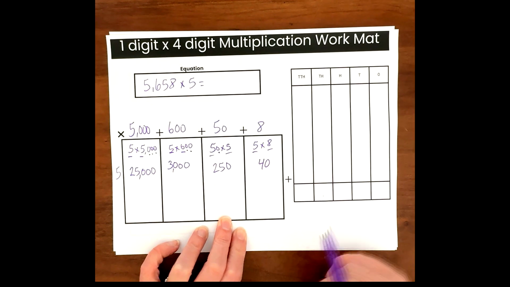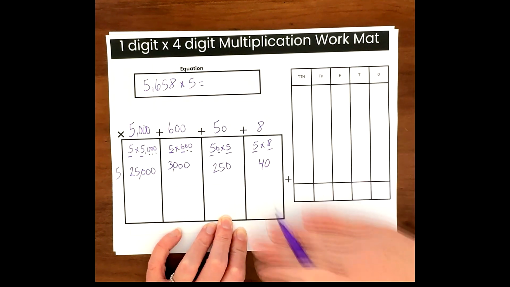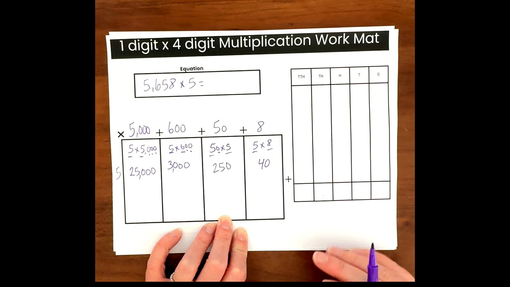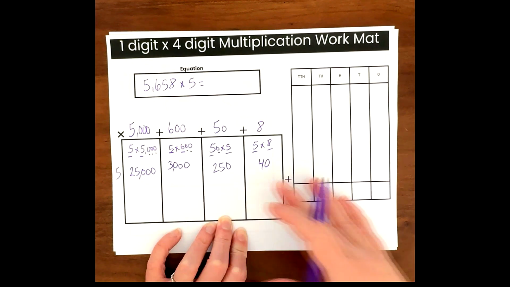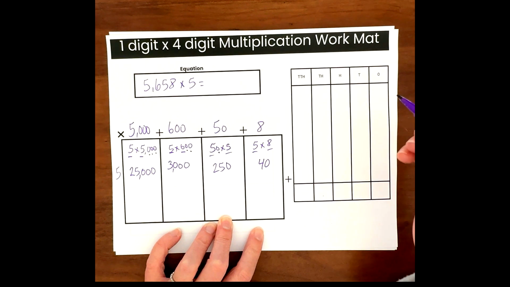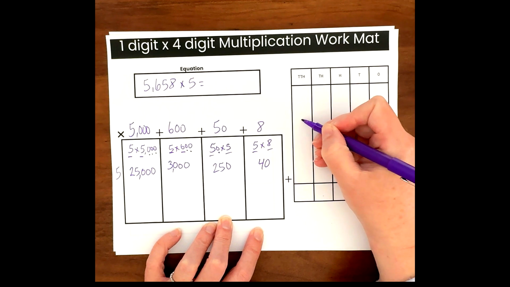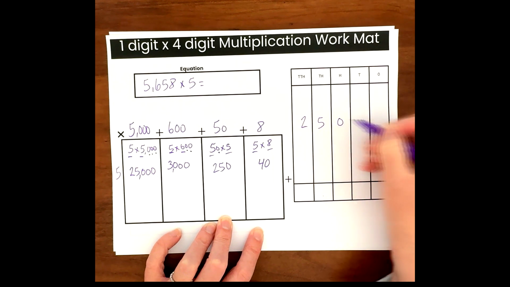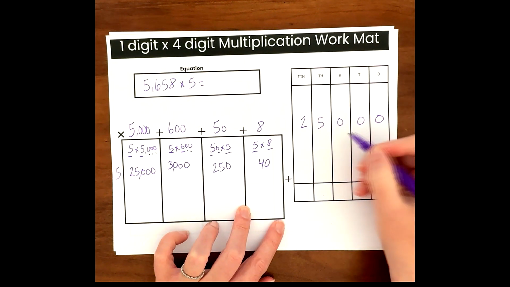Once I have my partial products, I'm bringing them over here. And you can see that the work mat is starting to get a little bit more full because we have a larger number, obviously. All right, so let's go ahead and start with 25,000.